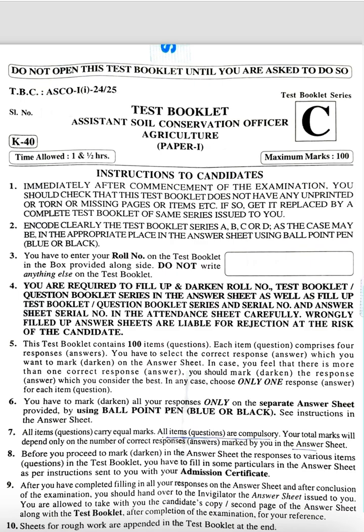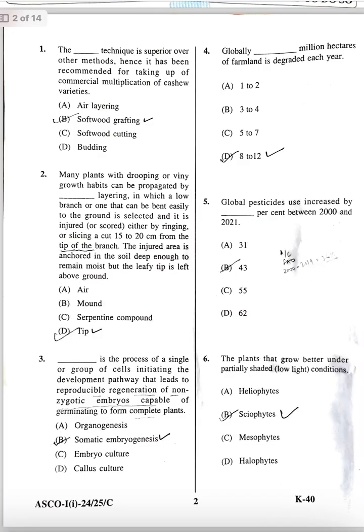So today we are going to discuss 100 questions which were asked in the examination for Assistant Soil Conservation Officer. This is the agriculture paper, paper 1, and the time allotted was 1.5 hours. Let us discuss the first question. The technique which is superior over other methods, hence recommended for the commercial multiplication of cashew nut. As you know, softwood grafting is the commercial multiplication method for cashew nut varieties.